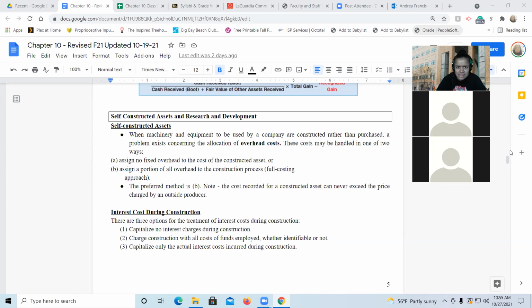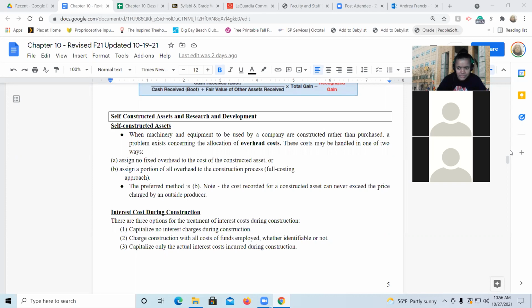So even though interest feels like a cost of financing, it's not the cost of a brick or cement or the cost of a laborer who's coming to build. But because we're looking at this all-in approach of what it really costs to get this asset to the location and condition for use, some portion of the interest that we incur because we are using funds to build this asset, we are actually allowed to capitalize. And remember, capitalize means to make something an asset. So we are allowed to add some portion of the interest onto the cost of the asset. That's the way you should be thinking about it.